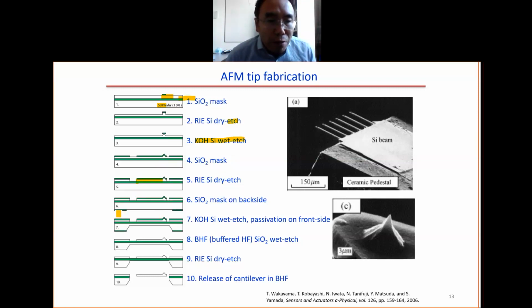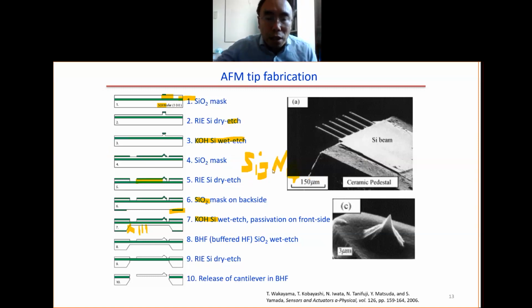Then you pattern the oxide mask on the backside. Then you KOH etch the silicon. This part here is the 111 plane. This tapered plane here is the 111 plane. Here they use the oxide as the mask. But actually we know that oxide is not a very good mask for KOH etching. The best mask material for KOH etching is the nitride.